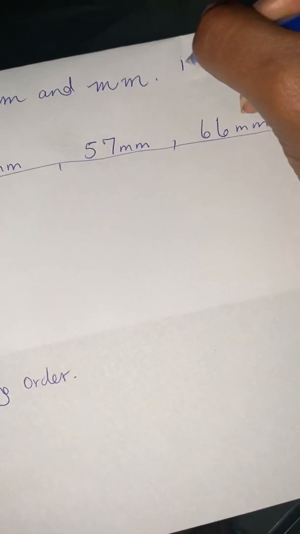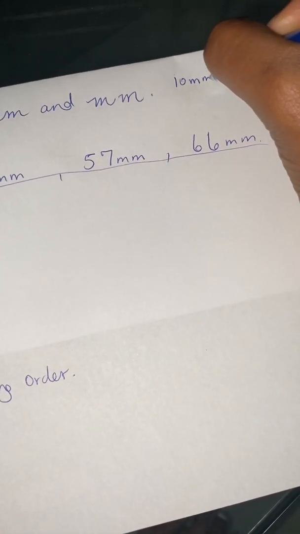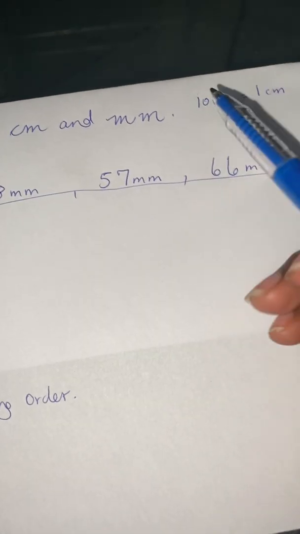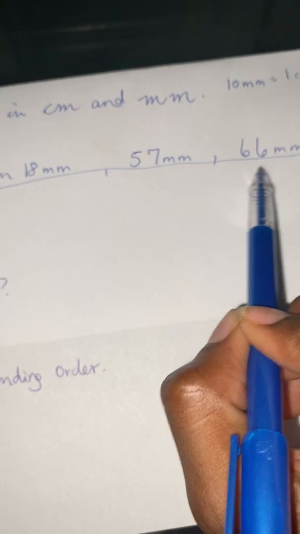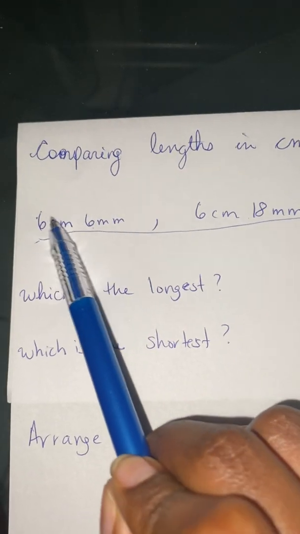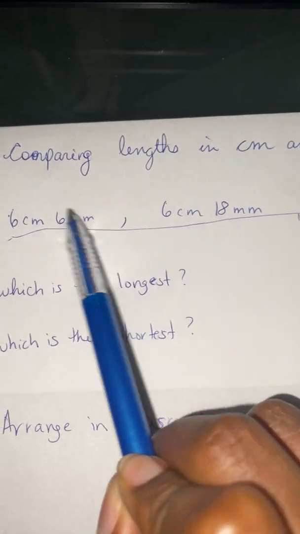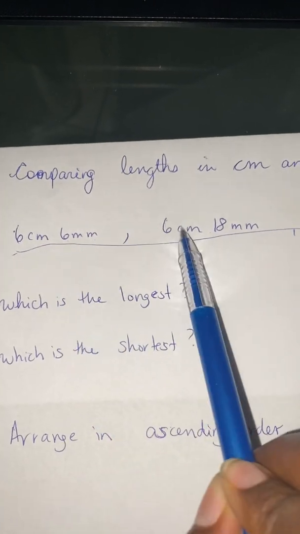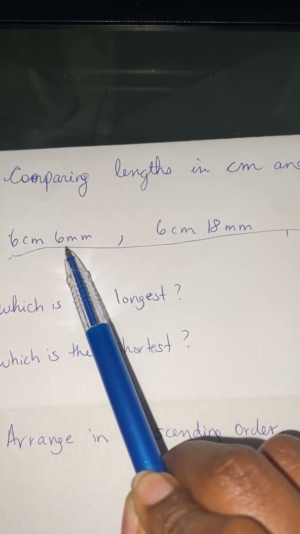Now we need to remember that 10 millimeter equals 1 centimeter. So we use this when we're trying to compare the lengths. It's easy to compare if they're all in the same unit. I could look at 6 centimeter, 6 centimeter, these are equal. So I have to then look at the millimeter.